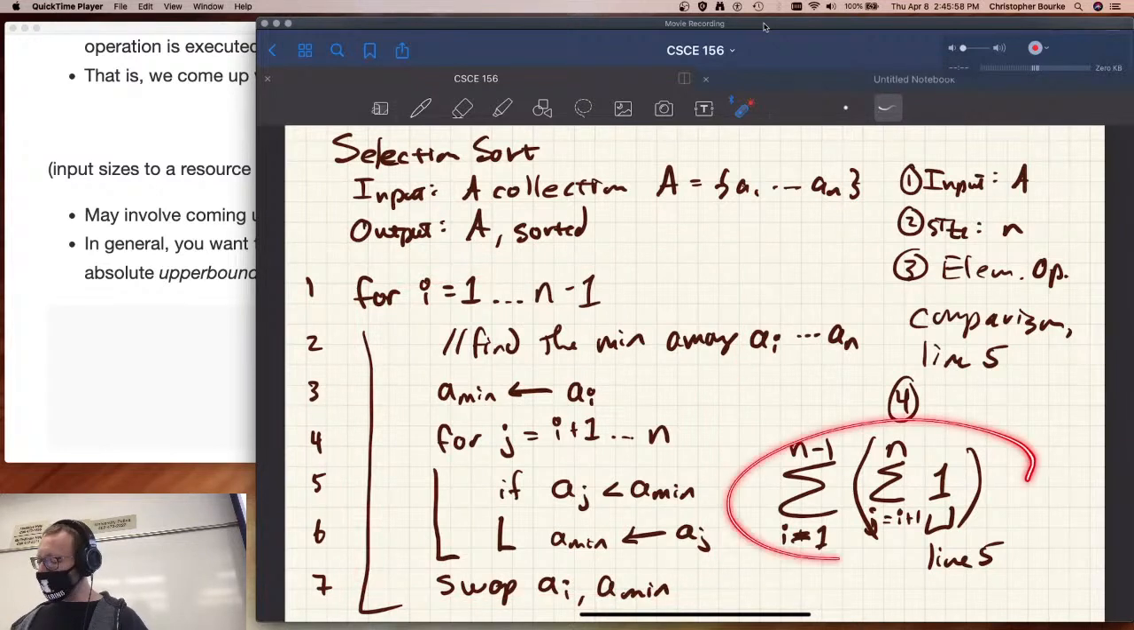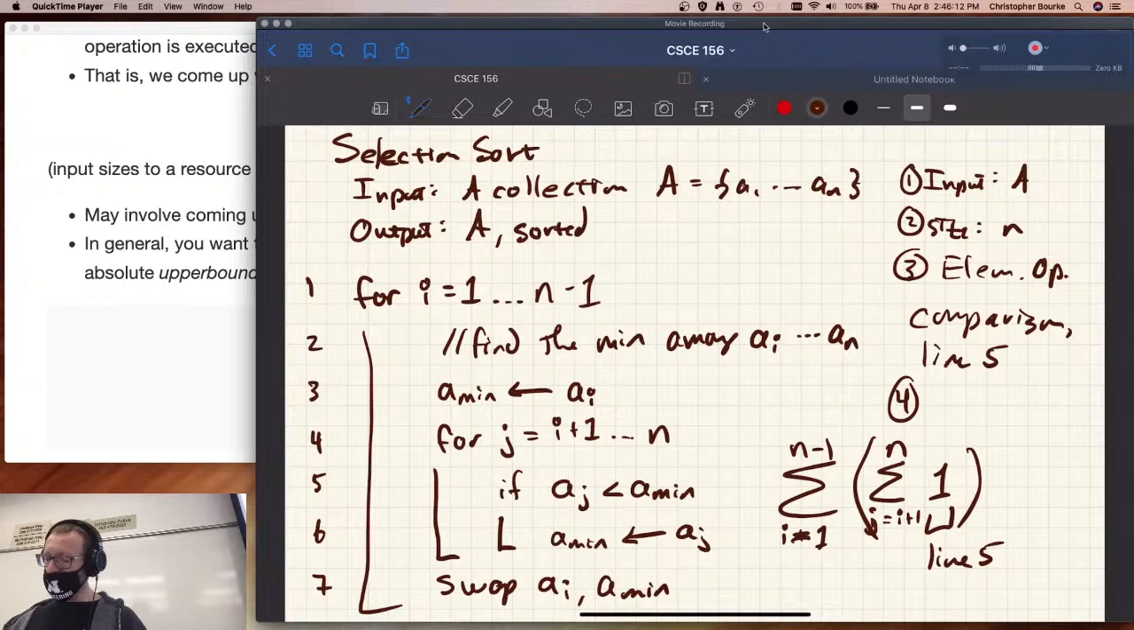All you need to do now is solve for this. This was line 5, this was expanded out in line 4, and the entire thing was from line 1. Yeah, go ahead. What about line 3? Line 3, we discounted that as our elementary operation, so it's irrelevant. You're only focusing on one operation. Just like line 7, we're ignoring that because we didn't want to do swaps, we wanted to do comparisons.